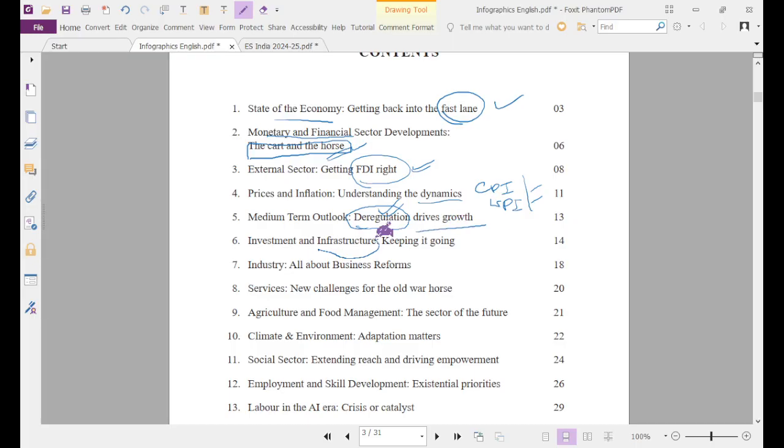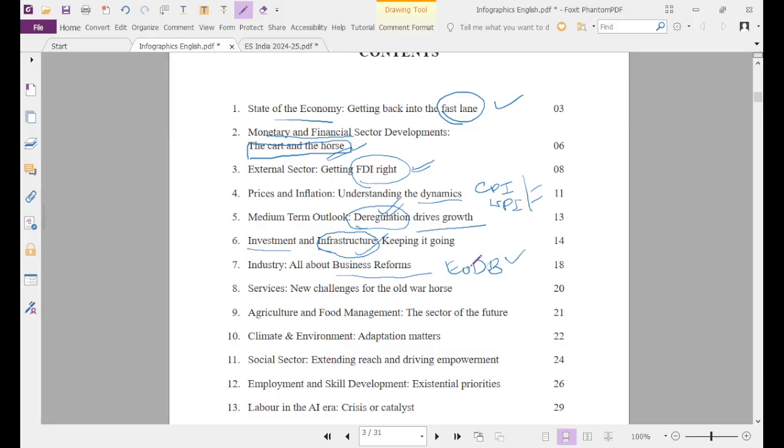Infrastructure is like a catalyst for ushering growth, and how the investments are getting in that segment, what are the challenges that one is facing, what are the different schemes and what are modifications that have been undertaken in that direction. All that is being talked in the sixth chapter. Industry, all about business reforms, the ease of doing business, is being talked about. The clearance system, reduced hurdles, providing incentives for entrepreneurship, all that has been talked in this.